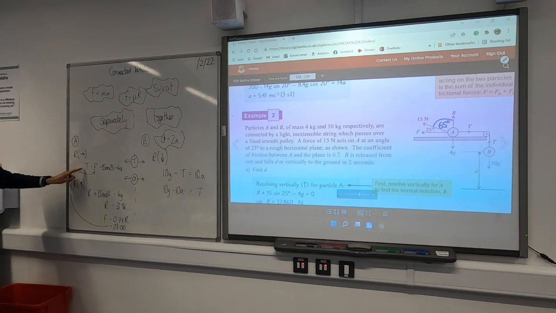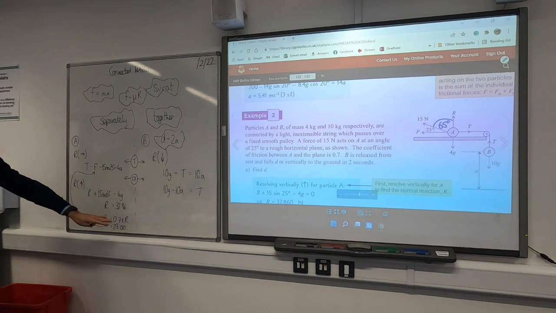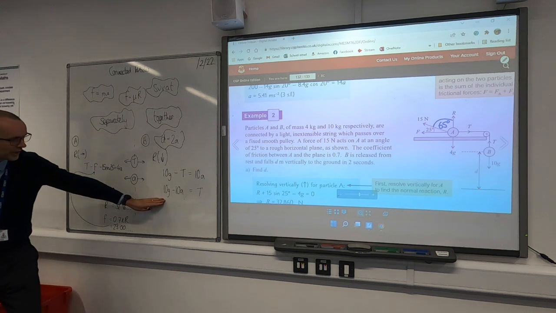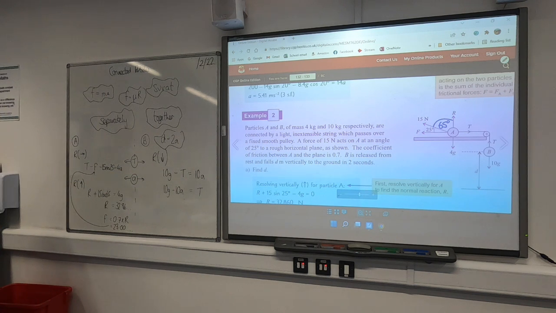So I can then substitute that into this equation. And when I substitute it into that equation, I've now only got a. So I've replaced F with 23 point whatever. That's stored in my calculator memory. I've replaced T with 10g minus 10a, which I got from my B resolution. So that's just going to give me an equation involving a. Run out of space, so I'm going to do all that up here.